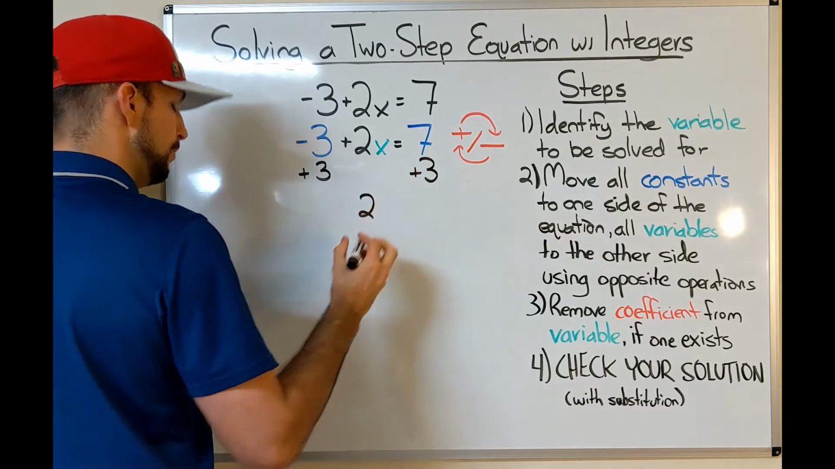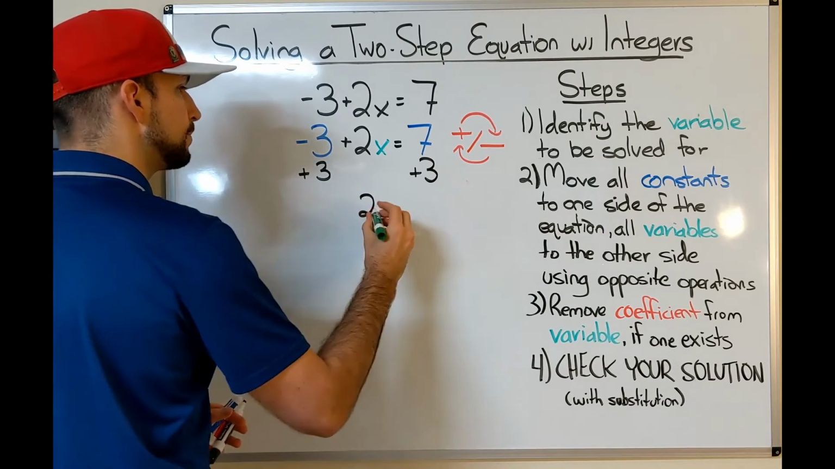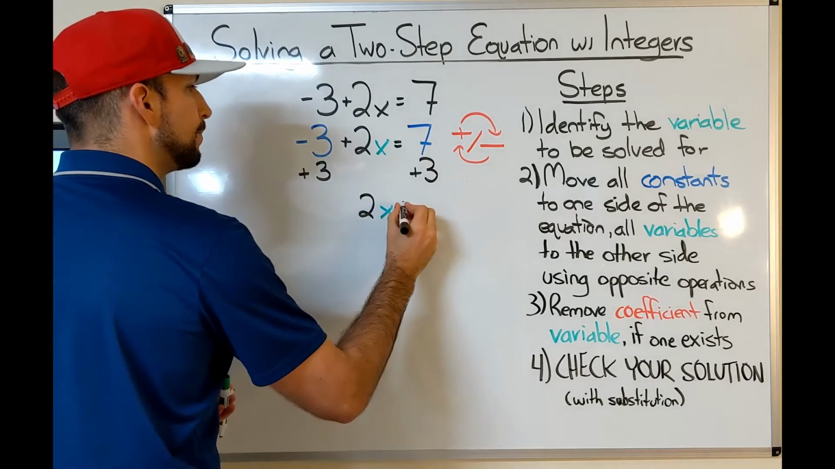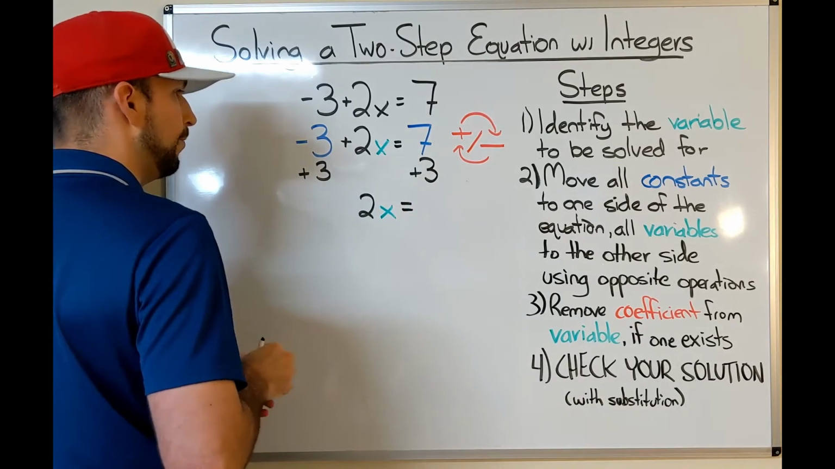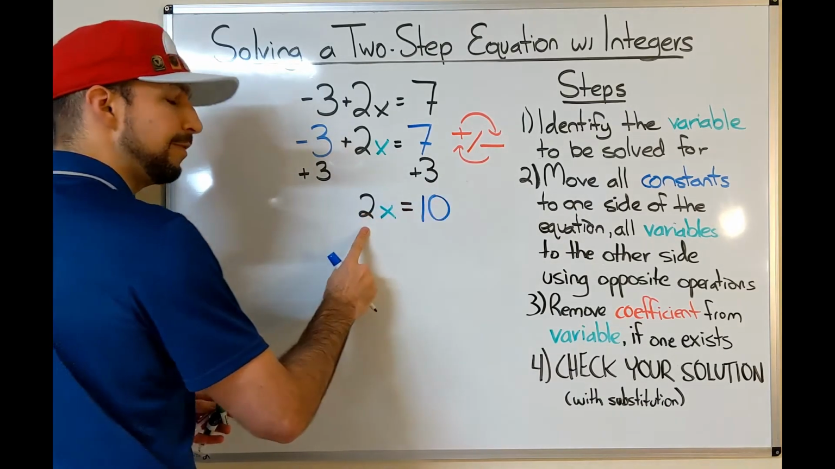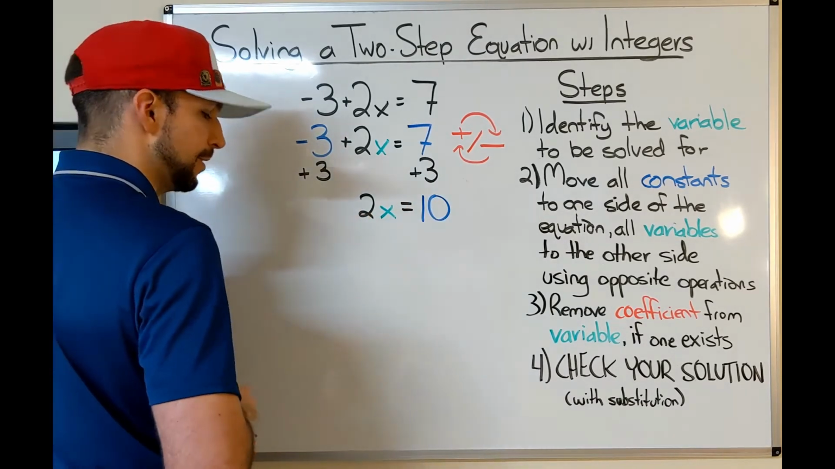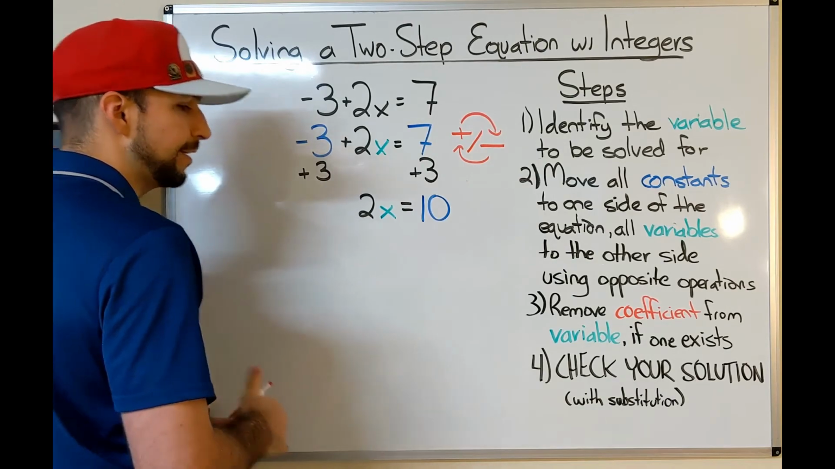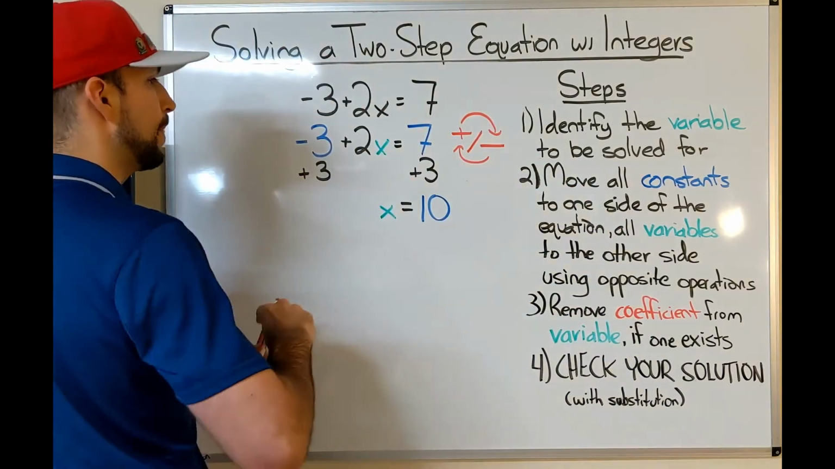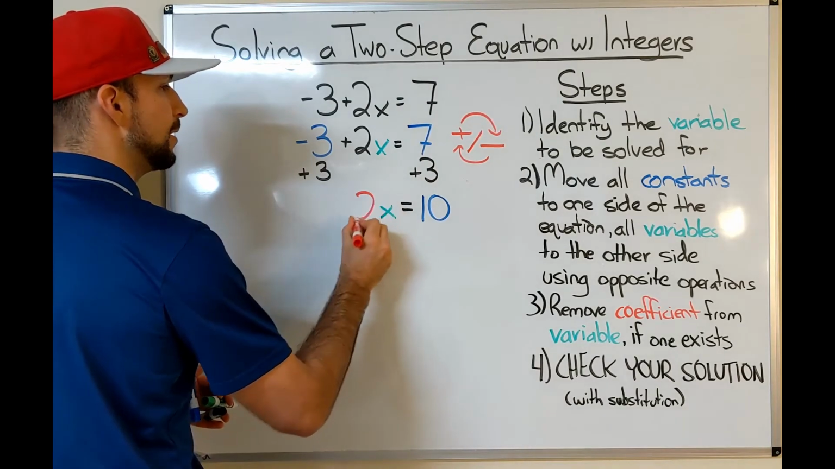So we've got 2x is now equal to 10. So we've got all the constants on the right and all the variables on the left. But that 2 in front of the x is a coefficient. So I need to remove that coefficient from x. Sadly, I can't do it just by erasing it. We're going to have to use opposite operations again.